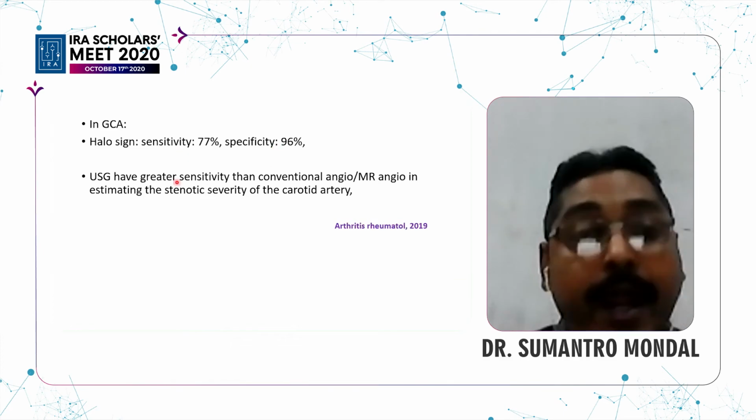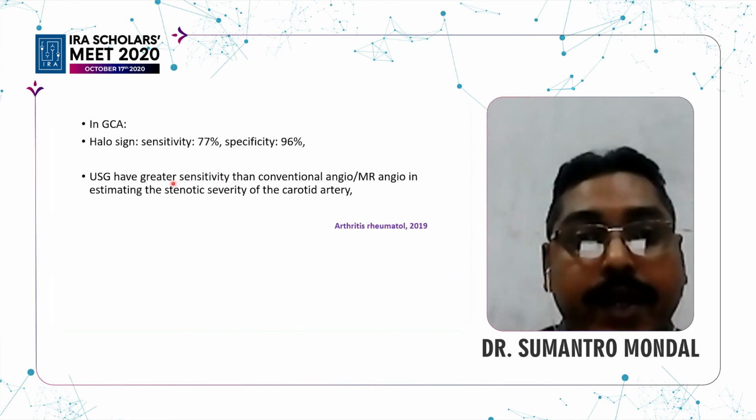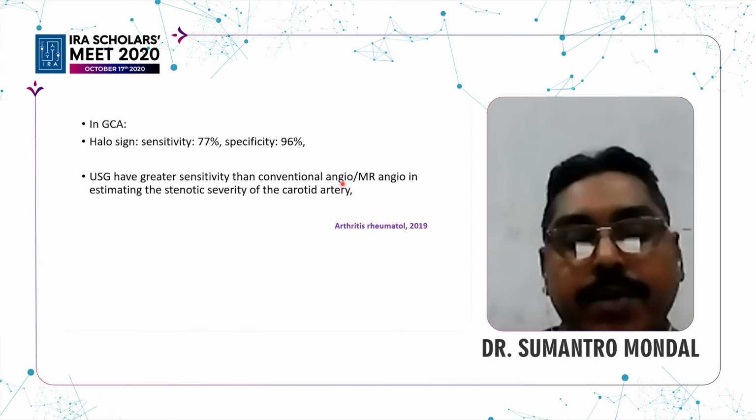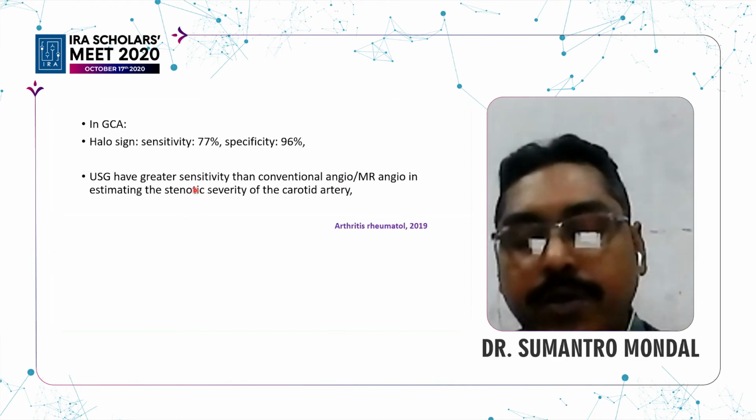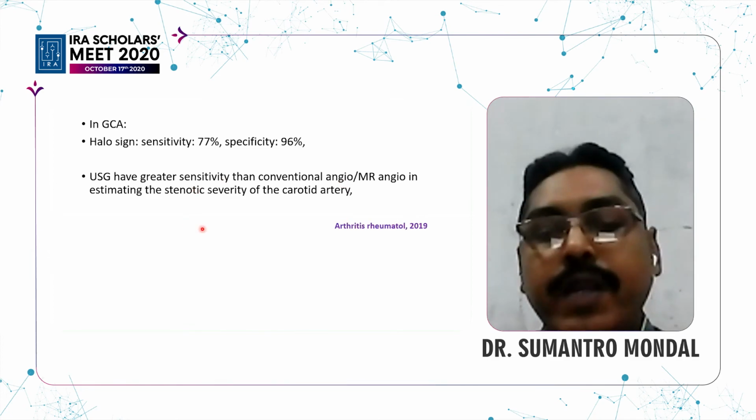And in Takayasu's arteritis, ultrasonography has greater sensitivity than conventional angiogram or MR angio, especially for detecting very early wall thickening of the common carotid arteries.